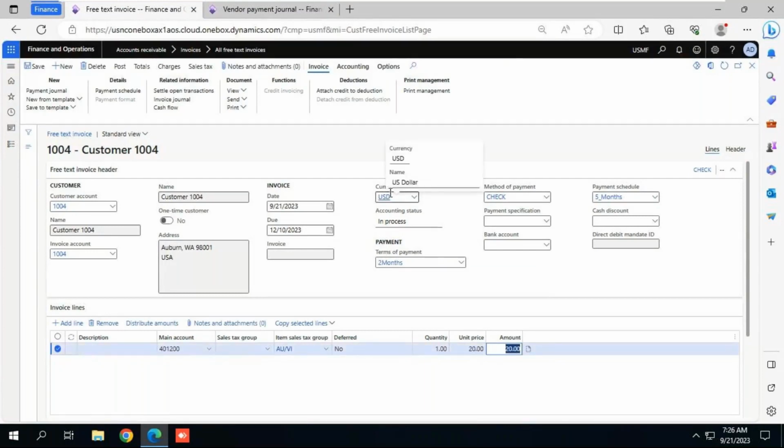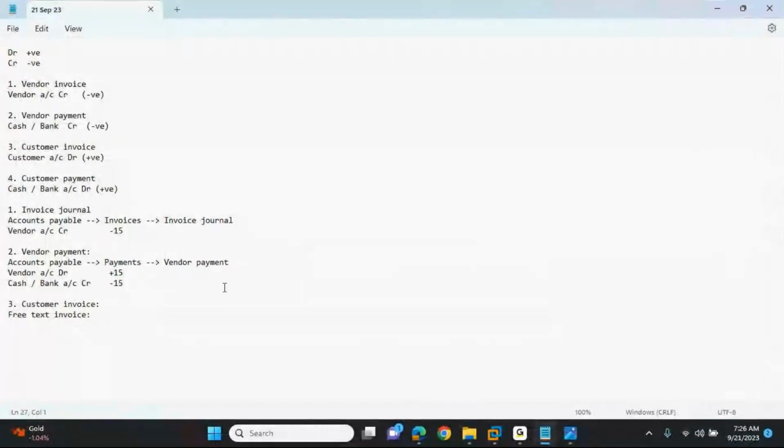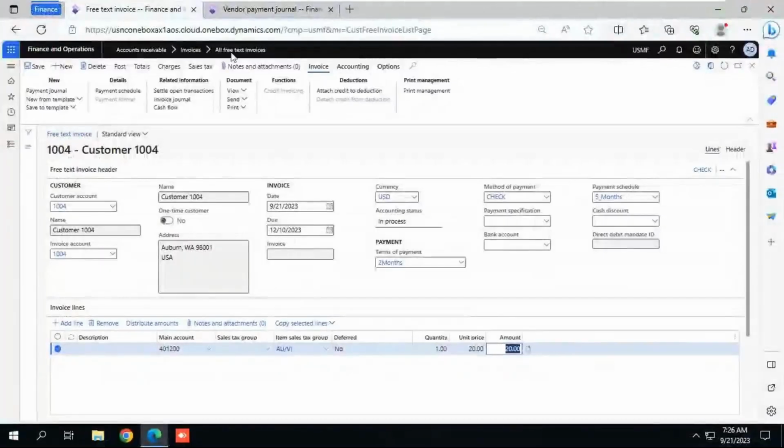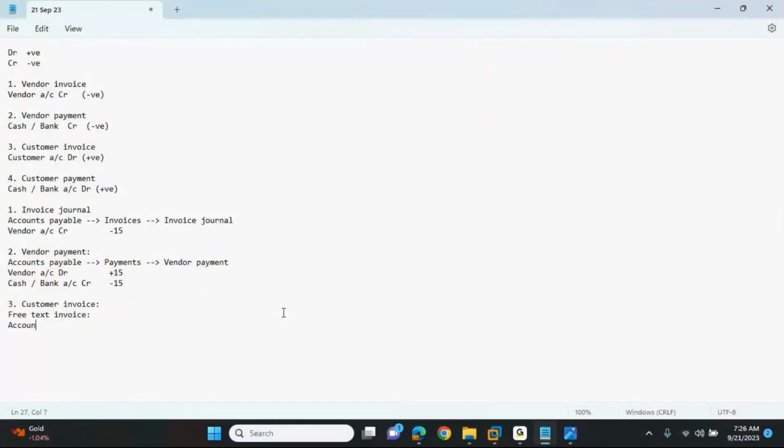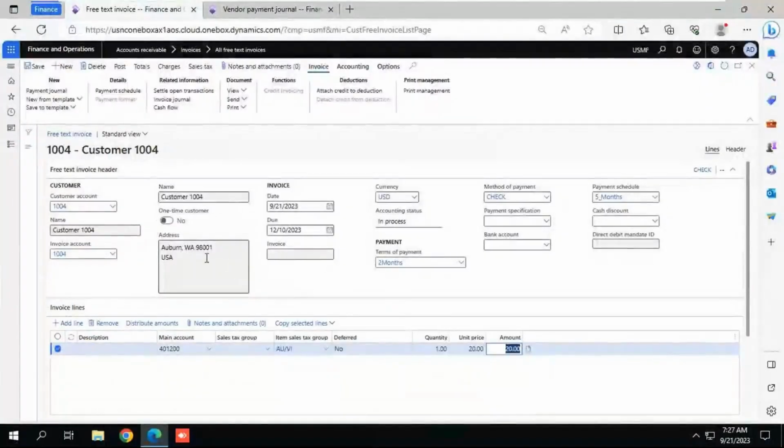So free text invoice is in accounts receivable, invoices, all free text invoices. At the time of invoice, customer account will be debited. So I have selected the customer, I have entered the price, post. Click OK.